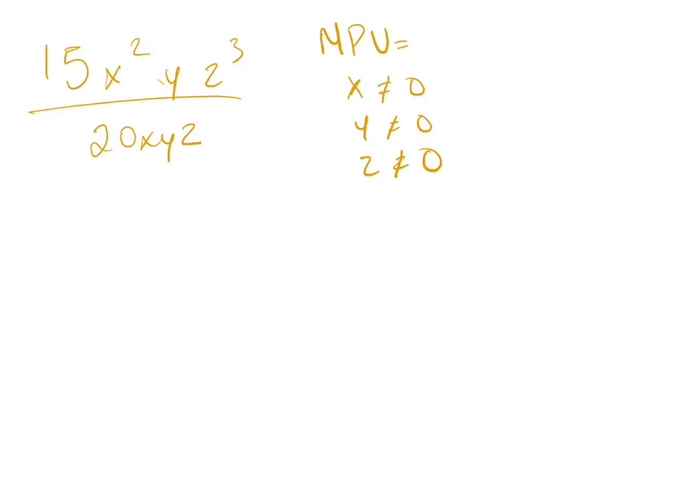So you're just going to do your regular division. Here for 15 and 20, we have a 4 can go into both. So 4 is going to go into 15 3 times. 4 is going to go into 20 4 times.